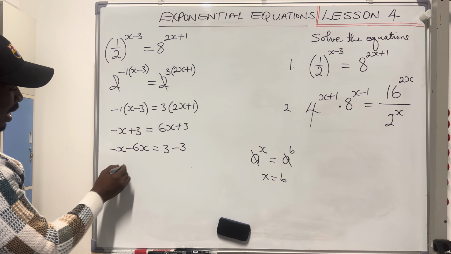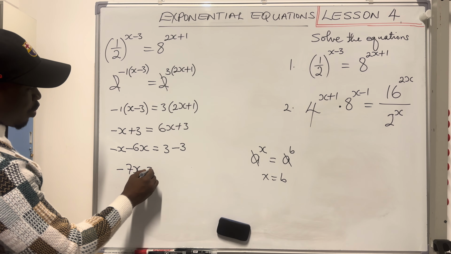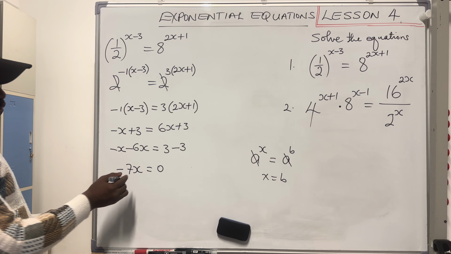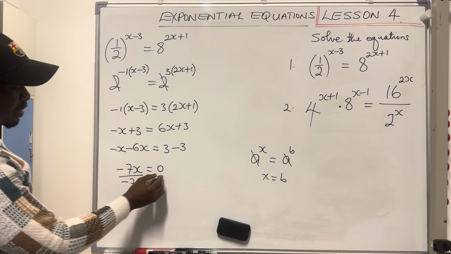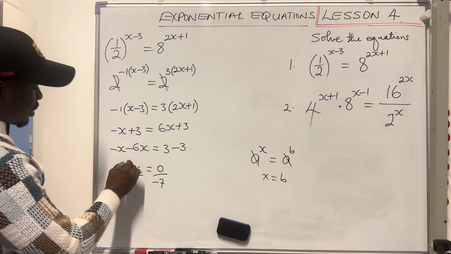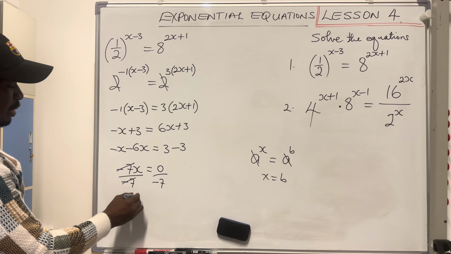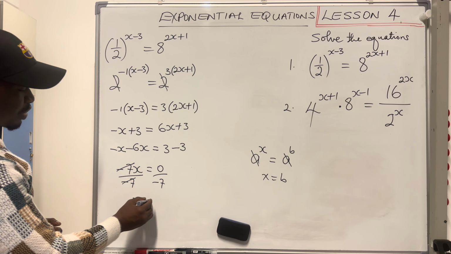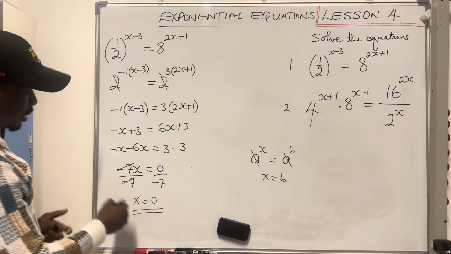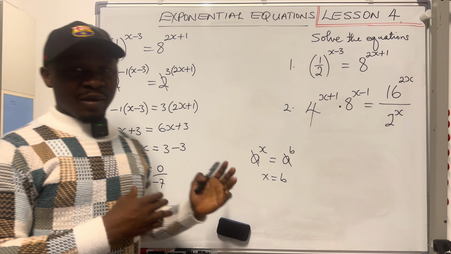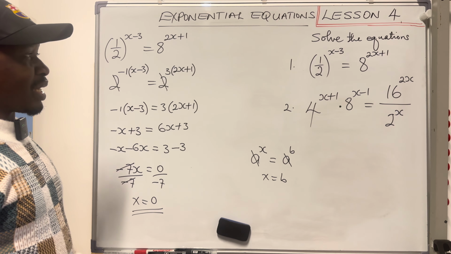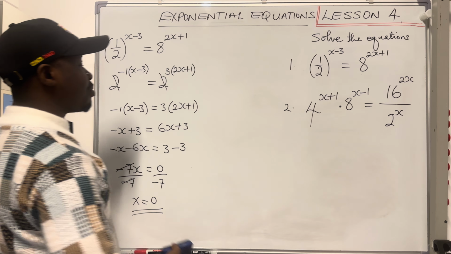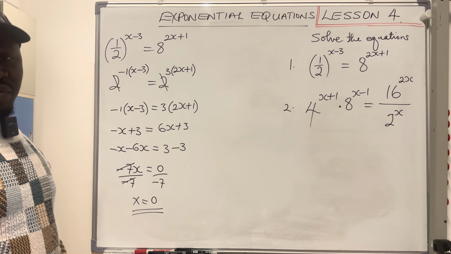So we have minus 7x equal to 3 minus 3, which is 0. But we need x, so we divide both sides by minus 7. This takes away this, leaving just x. 0 divided by any value is 0. So x equals 0 is the result we have for the first exponential equation. If you are interested in copying, pause the video, then you can have it copied.